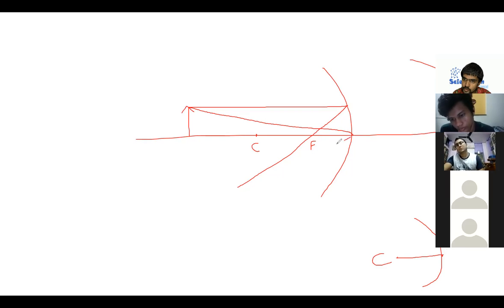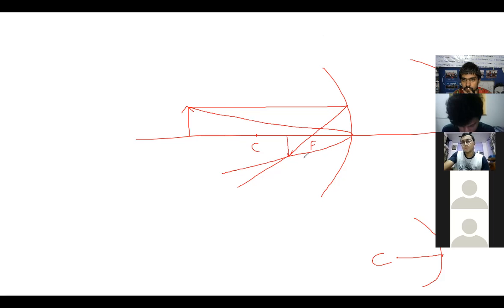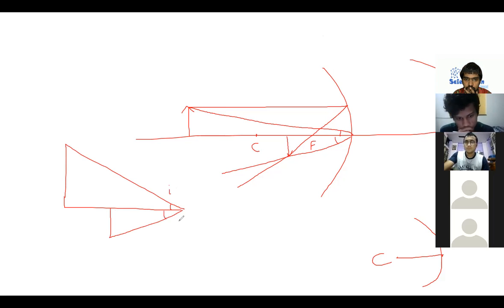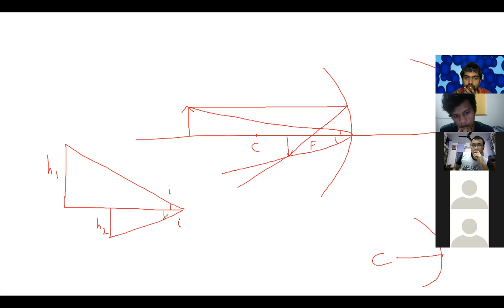So I take these two rays, and they cut here. I hope you're all drawing it. Now, this angle and this angle are equal, no? Why are these two angles equal? Because of incidence and reflection. Correct. If these two angles are equal, this is 90, this is 90.